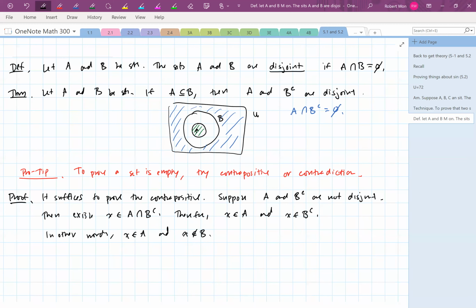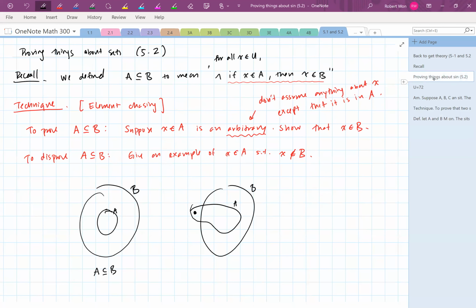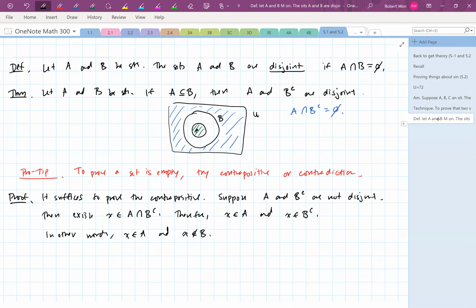But if you have an element that's in A but not in B, that's exactly how you prove that A is not a subset of B. It fails the definition of A being a subset of B. Therefore, A is not a subset of B. And so we've proven the contrapositive of the statement, which means that the original statement is true.